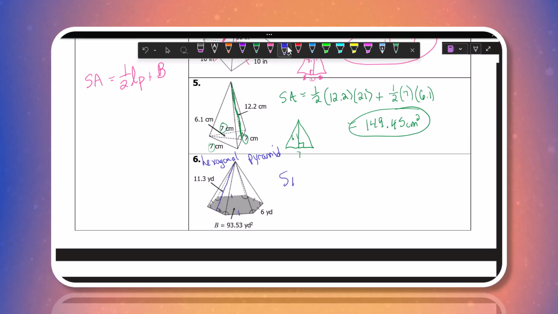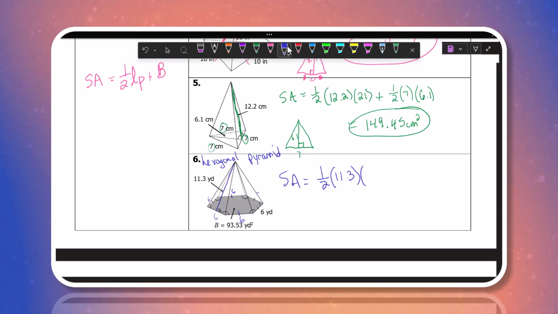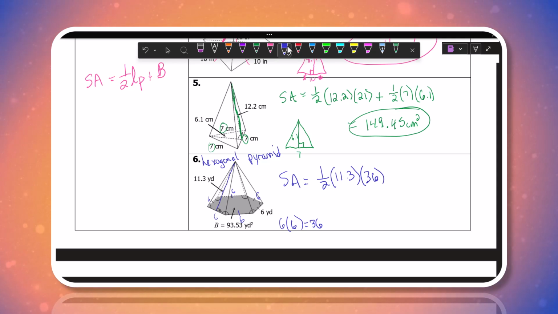So surface area equals 1/2 our slant height, which is the 11.3, times the perimeter of the base. Well, each side is 6. And there are 6 sides. So it gives us a total of 36 yards for the perimeter. Plus the base area. Well, they just straight up give us the base area. We just have to add 95.53.